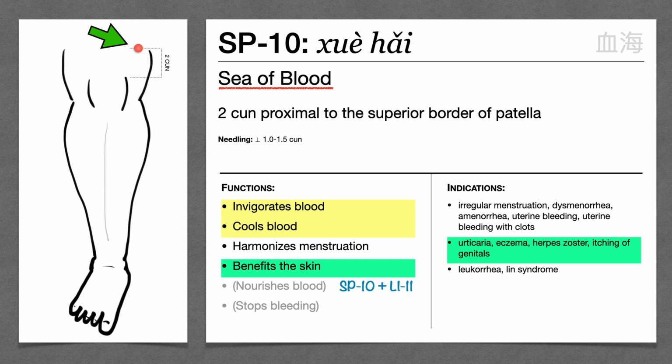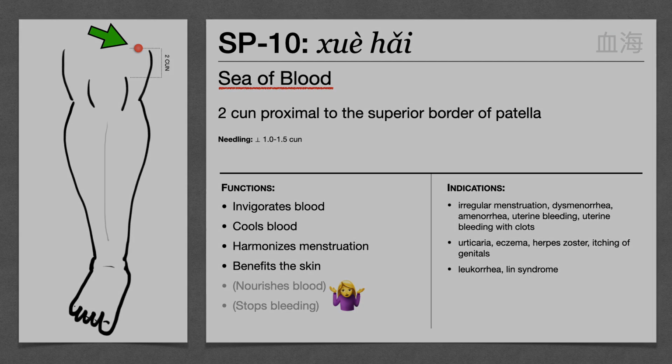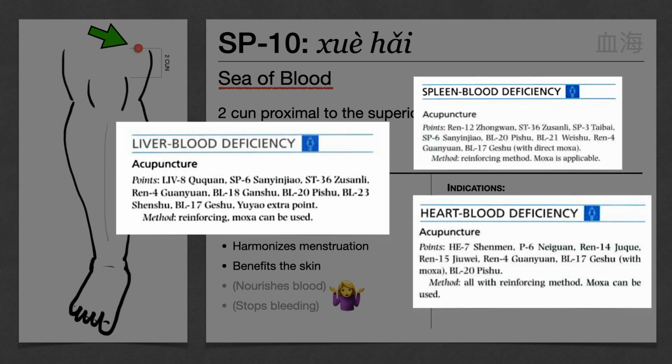After that, the story gets a little complicated. Does spleen 10 also tonify blood? Some people say not so much, it's mainly for invigorating blood and clearing heat. Maciocia, for one, says yes, it does tonify blood, and he provides at least one classical reference to support that. But then again, when you look at Maciocia's point prescriptions for various patterns of blood deficiency, spleen 10 doesn't really show up that much.